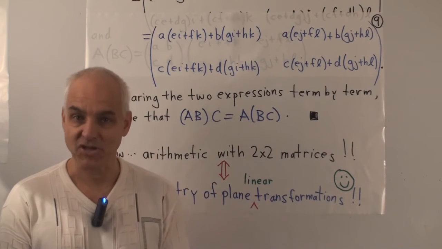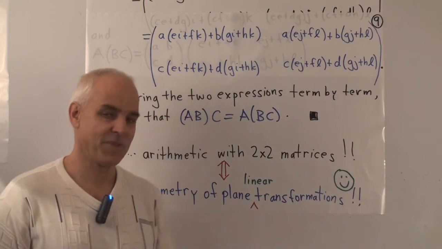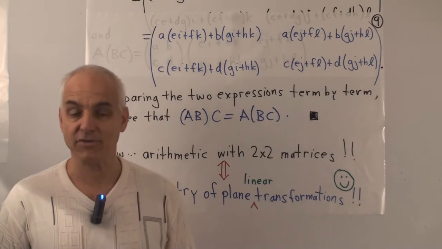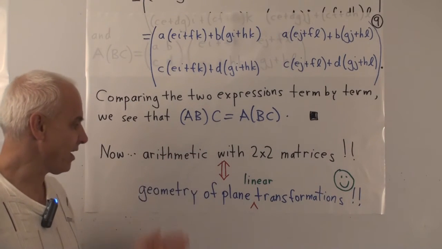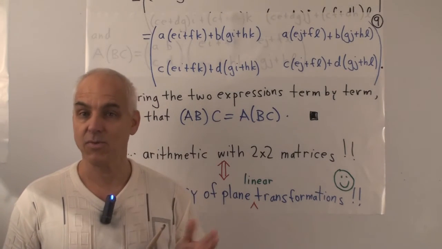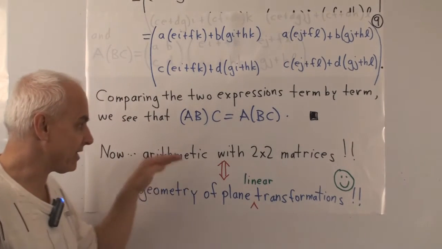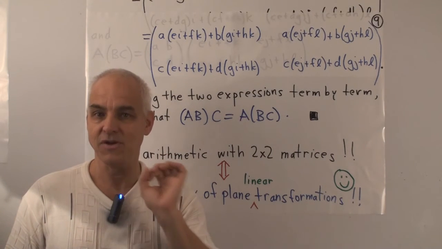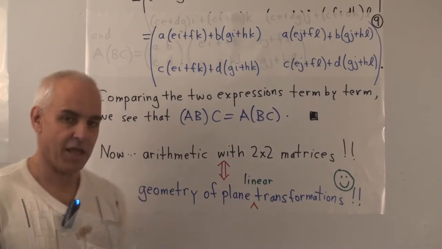So now we're in a happy position. We have a very good arithmetic with 2x2 matrices. We have laws of arithmetic which are not much different from the laws of 1x1 matrices or ordinary numbers. And now we can apply this arithmetic to the geometry of plane transformations. Ordinary arithmetic with numbers is not rich enough to capture two-dimensional geometry. But this arithmetic with 2x2 matrices is ideally suited for this job, as we'll see. So linear transformations, here we come.